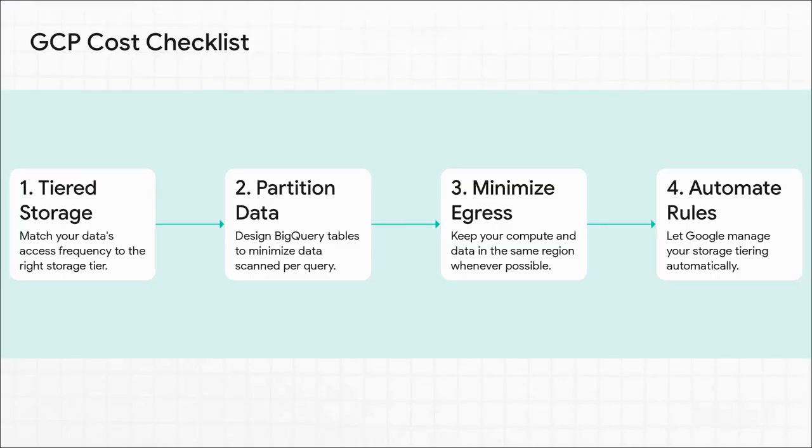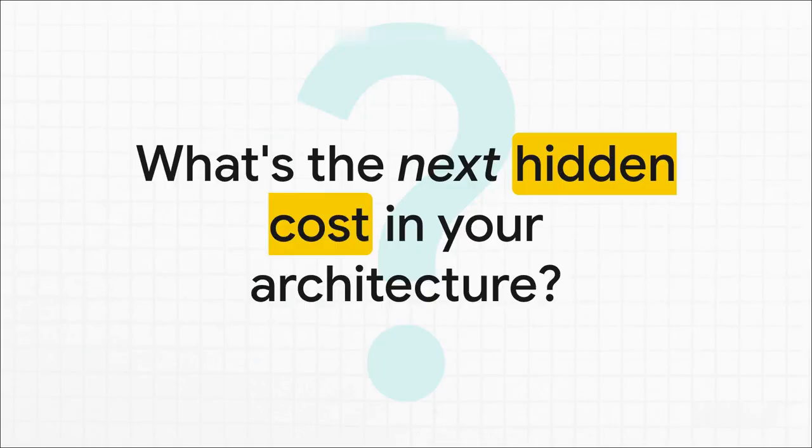All right, here it is, your 4-point GCP cost checklist. 1. Use tiered storage. Match your data to the right storage class. It's that simple. 2. Partition and cluster your BigQuery data. Just stop scanning entire tables. 3. Minimize that cross-region traffic. Keep your resources in the same place. And 4. Automate everything you can with lifecycle rules. Let Google do the work for you. If you put these 4 strategies into practice, you're going to see a serious drop in your cloud costs.